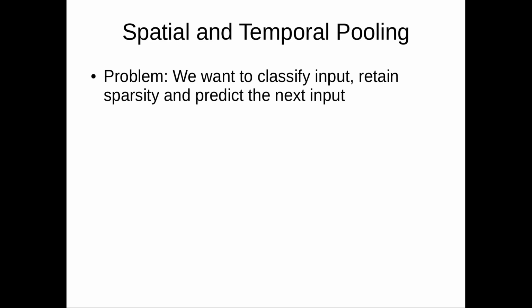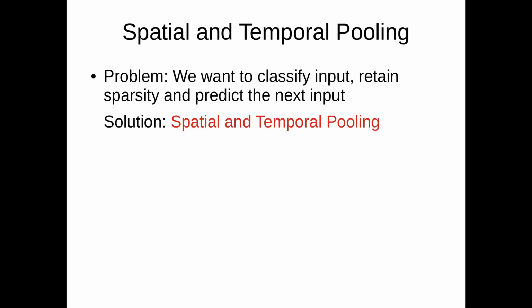So, okay, we have our neurons, right? Well, what can we do with them? We have the following problem. We want to classify some input, and we want to maintain the sparsity that I talked about. The sparsity in our SDRs is really important. It gives us lots of important properties that we want. And we also want to predict the next input. Well, how can we do this? In HTM, we do this with spatial and temporal pooling.